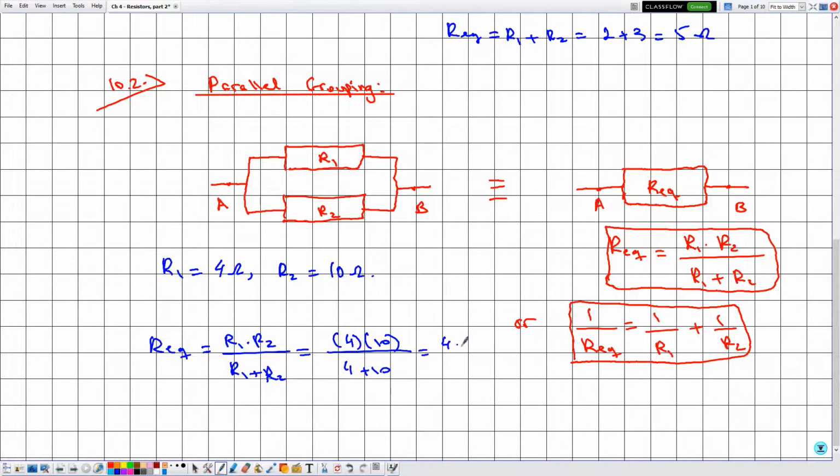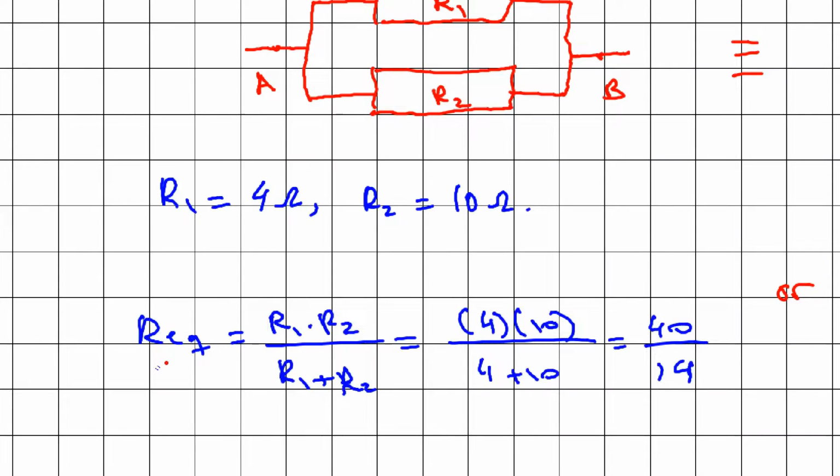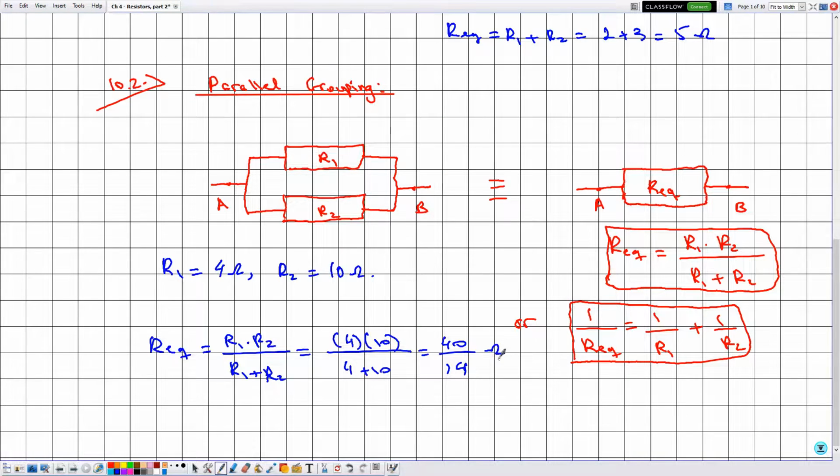So this is 40 divided by 14. Since everything is expressed in the SI, the value of R equivalent will be in the SI, which is ohms. Okay, and notice that this is a reducible fraction, so we can divide, let me do it. 40 divided by 14 is equal to 20 divided by 7 ohms. Okay, and in the decimal form it's approximately 2.86 ohms.